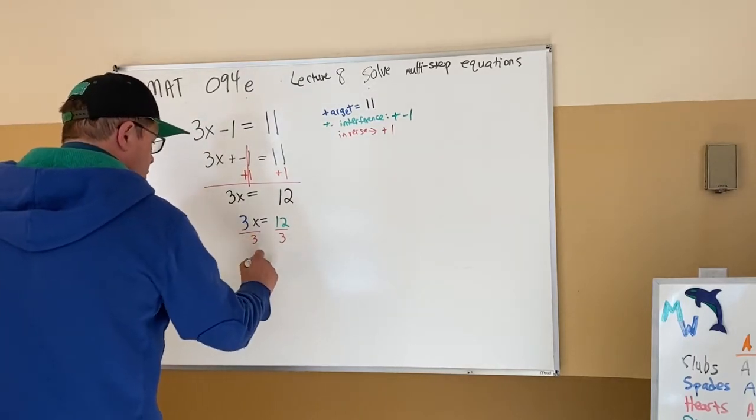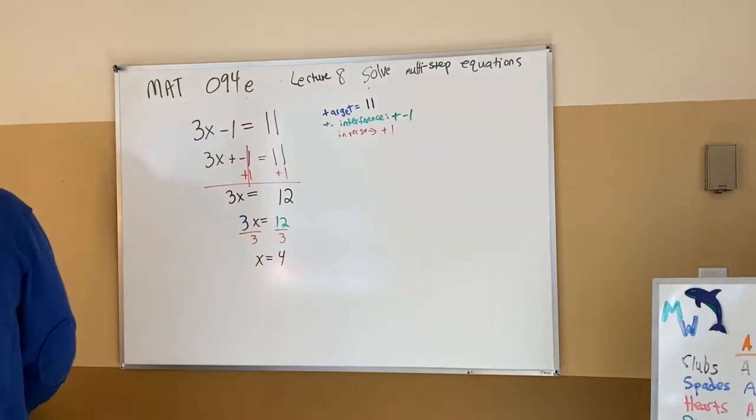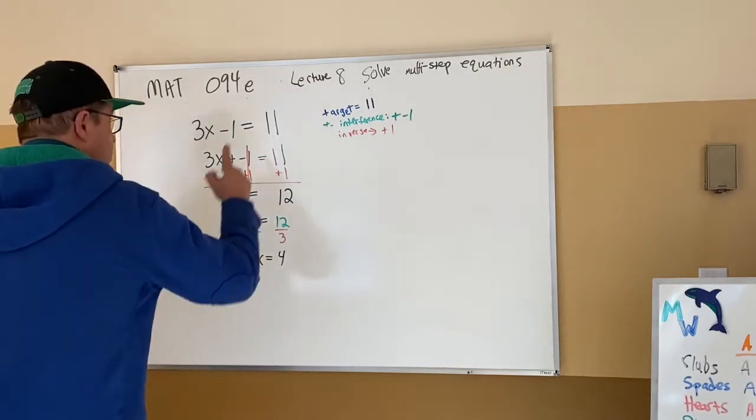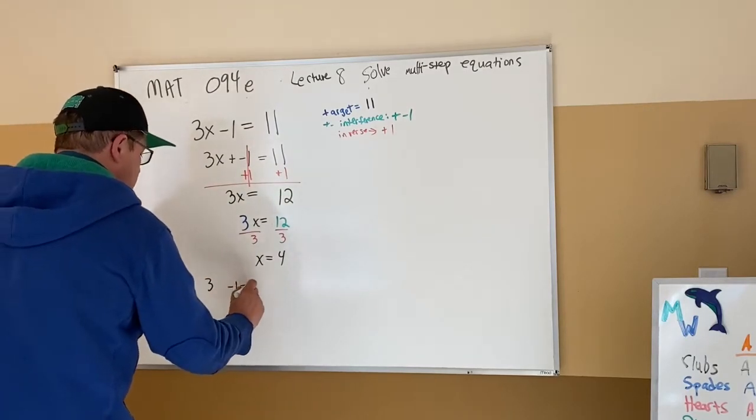3 over 3 is 1 with an x, and 12 over 3 is 4. And now we need to see if it works in our original equation, where the target was 11. So we have our 3, our numbers coming in, minus 1 is supposed to equal 11.